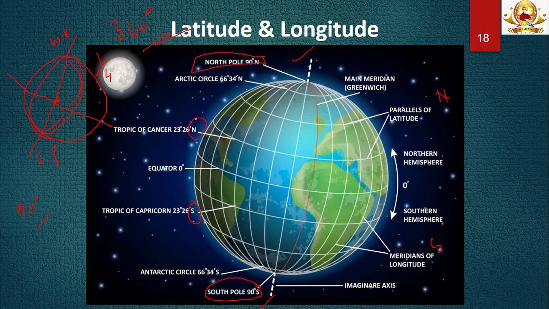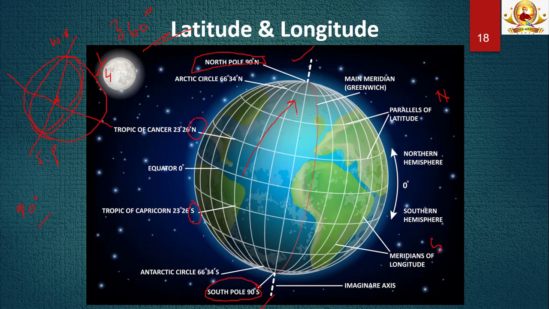Now let's observe one thing. Are all these latitudes of the same size? Can you see this latitude, is it the same size? No. They are decreasing as we go towards the pole. Since Earth is a sphere, the size of the latitudes goes on decreasing from equator to poles.